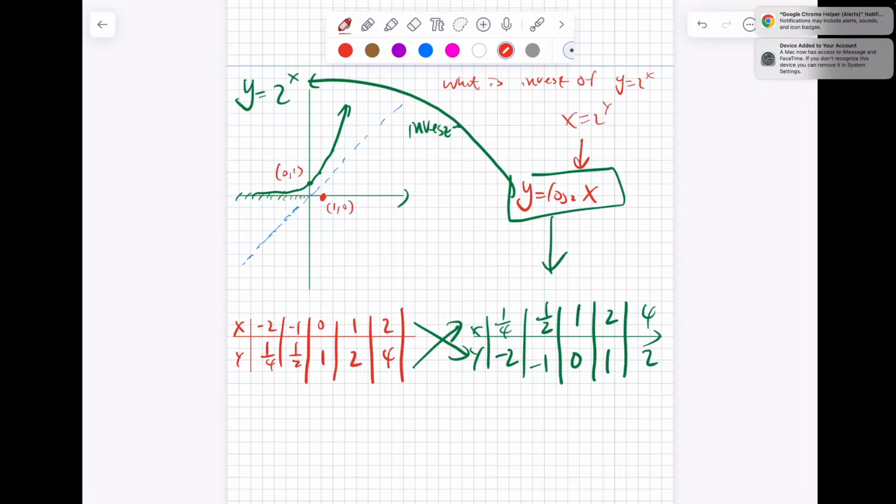And at 1, 2, it becomes 2, 1. Does that make sense? And this is 4, this is 1/2, and this is 1/4. So they kind of swap.